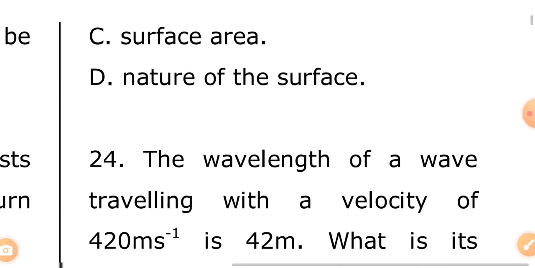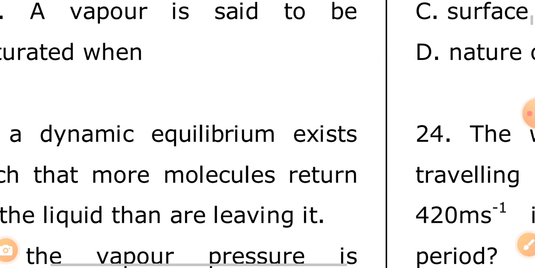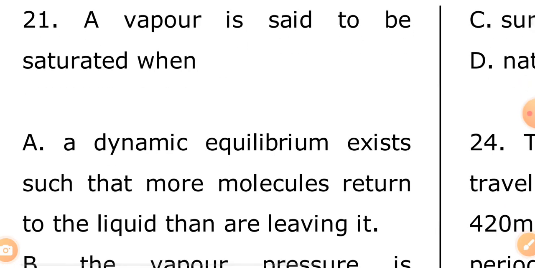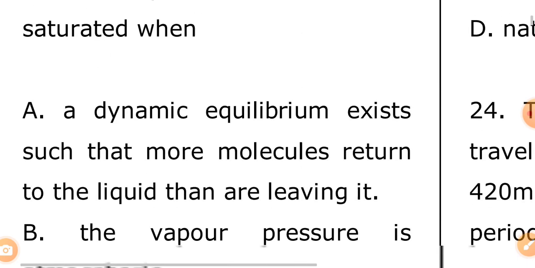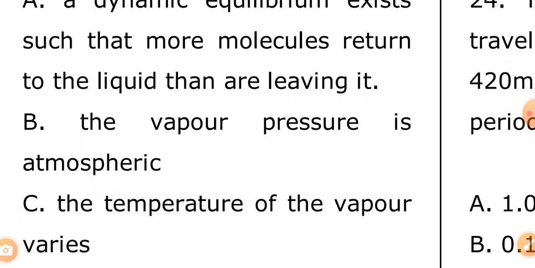Okay, now we proceed to question 21. A vapor is said to be saturated when dash. A vapor, that is gas now, vapor. A vapor is said to be saturated when dash. A, a dynamic equilibrium exists such that more molecules return to the liquid than are leaving. B, the vapor pressure is atmospheric.